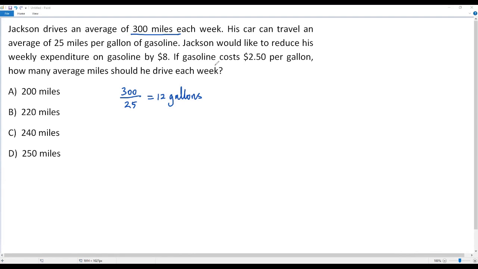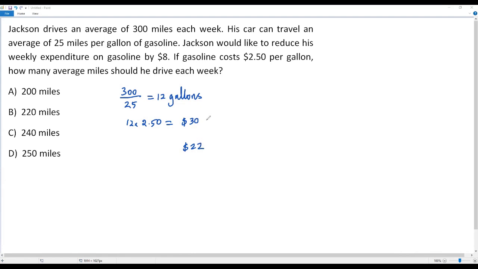And also we know that the cost of 1 gallon of gasoline is $2.50. Now let's find the cost of 12 gallons of gasoline. For that, we have to multiply the number of gallons, 12, and the cost of 1 gallon of gasoline. So 12 times 2.50 is equal to $30. Okay, here we need $30 to drive 300 miles. Jackson wants to reduce his expenditure by $8. Then this $30 will become $22.